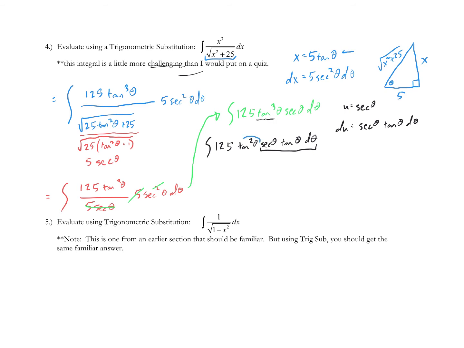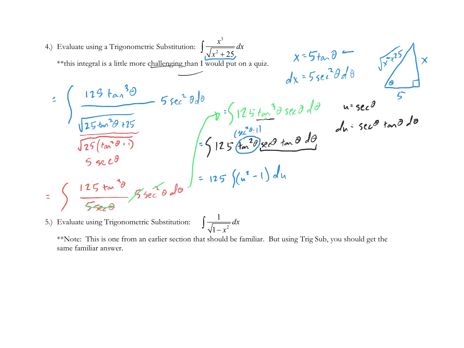And then tangent squared, we're going to write that as secant squared theta minus 1. Okay, so let's see. Can I make my substitution now? Yeah, let's say this is equal to, forgot my equal signs along the way, this is equal to 125. I could have pulled that 125 out at any point. I'm doing it now. Times the integral of u squared minus 1 du.